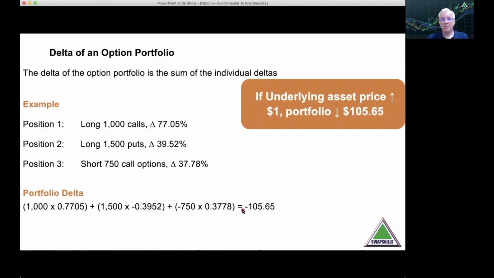What does that mean? That means if the portfolio moves up in value by $1, my portfolio is going to go down in value by $105.65. So if I'm not happy with that number, I need to find something that will go up in value if the portfolio goes up as well, just to reduce my net sensitivity.